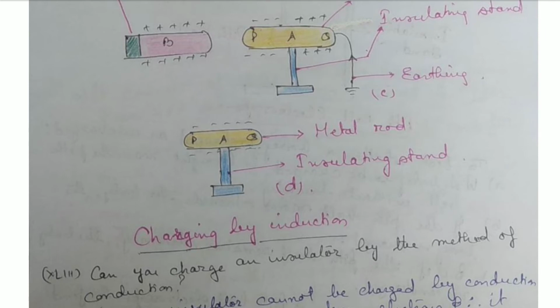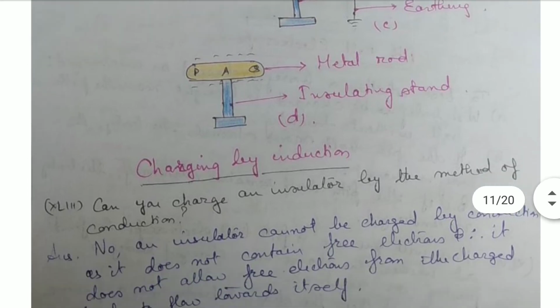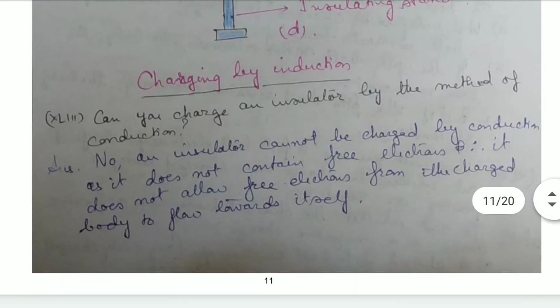Okay, understood, I think. So this is the process by which, by the induction process, the metal rod can be charged. Okay, now can you charge an insulator by the method of conduction? No, an insulator cannot be charged by conduction as it does not contain free electrons. Okay, so therefore it does not allow free electrons from the charged body to flow towards itself.